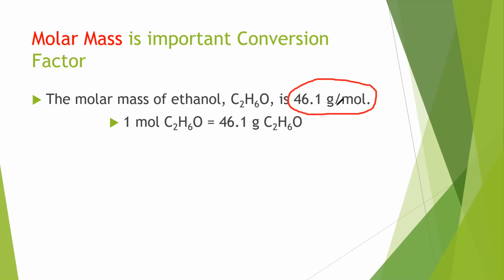So if we have 2 moles of ethanol, we multiply 46.1 times 2. It's always a ratio. That's what grams per mole is. So if we have 2 moles of ethanol, we would have 46.1 times 2, which is 92.2 grams. And if we have 3 moles of ethanol, then we multiply this number by 3. That's basically what the molar mass tells us.